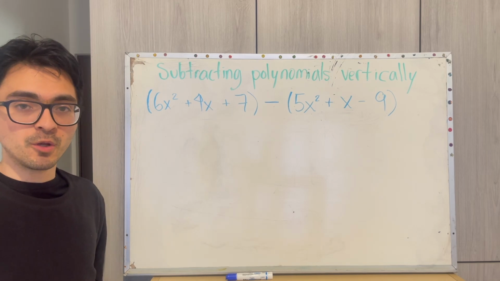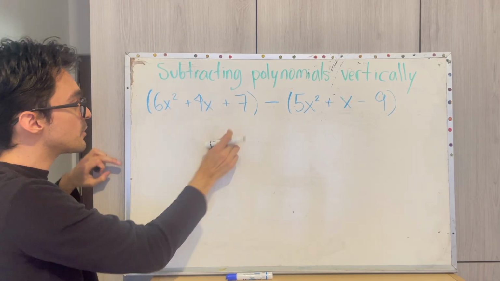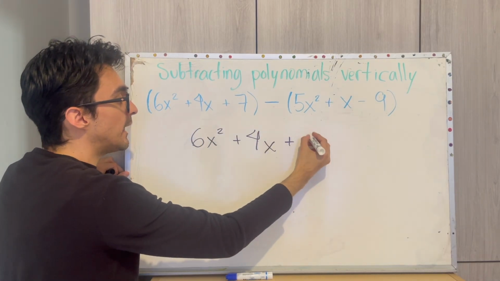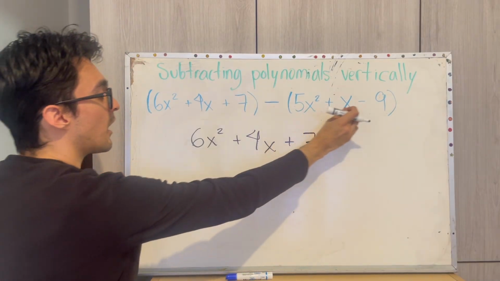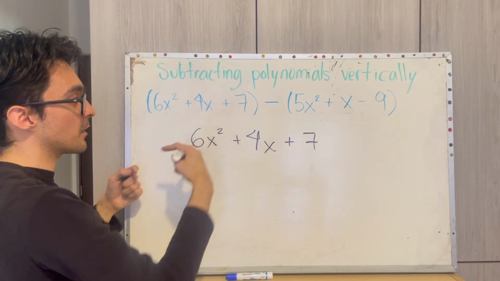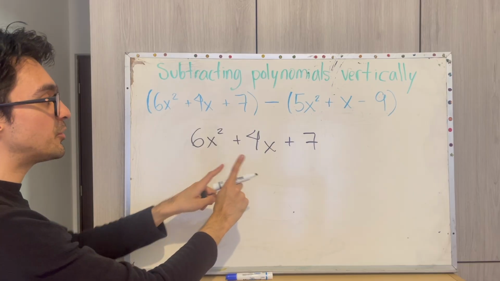Hello, today I'm going to show you how to subtract polynomials vertically. Now, I'm going to begin writing each of the terms in the first polynomial. And naturally, I'm going to align these other terms below so I can have a like term under another like term. However, before I go ahead and work in that alignment, there's something I need to do right here.